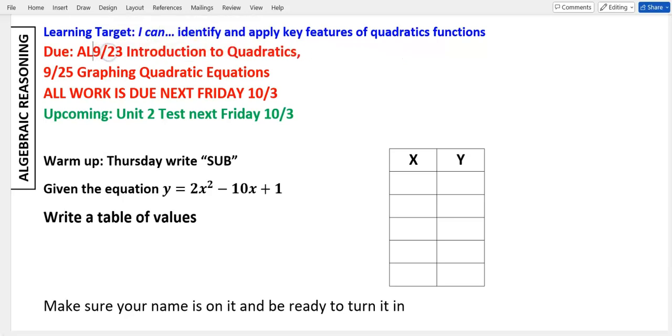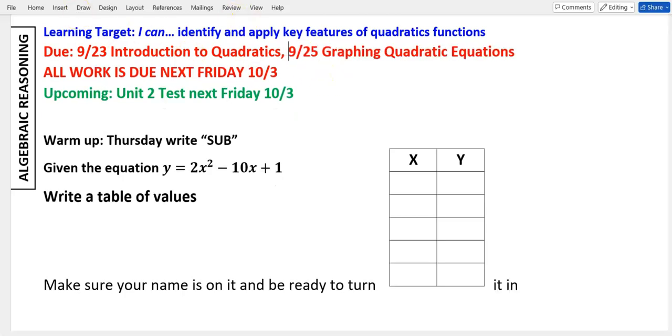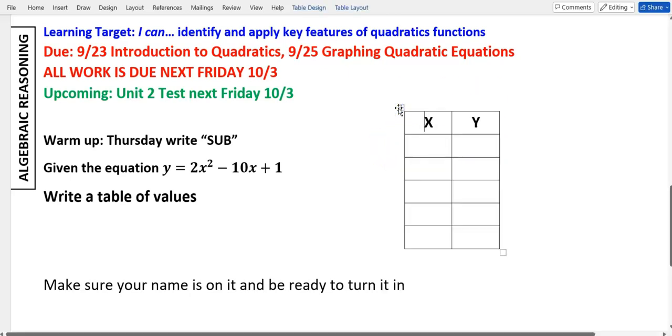So, let's talk about this. Let me keep fixing this one second. All right, so your test is next Friday on Unit 2 stuff, which is going to be about quadratics. Okay. Yesterday, for your warm up, you can write sub. I don't know if there was actually a warm up for you to write down yesterday. Was there? Okay, well, then write sub for yesterday. Easy warm up.